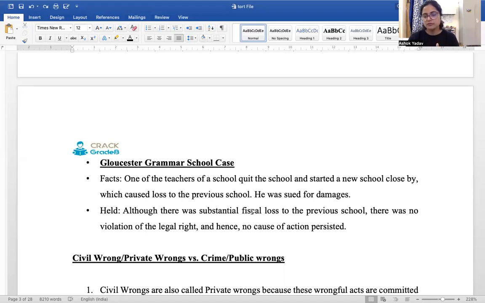He did suffer some damage or loss because of the opening of the new school, and being a competitor in the same area, he must have suffered a huge loss. But still, it will not be considered a legal injury. The court will not recognize it as a legal injury and will not grant any damages for that.